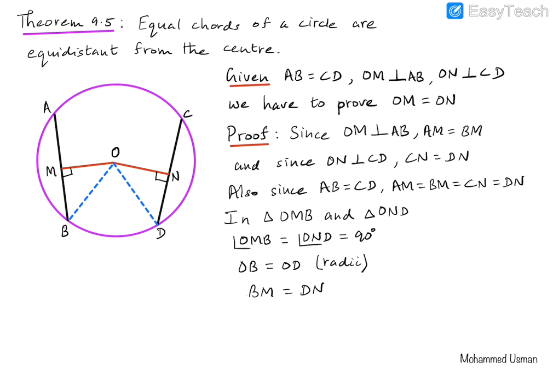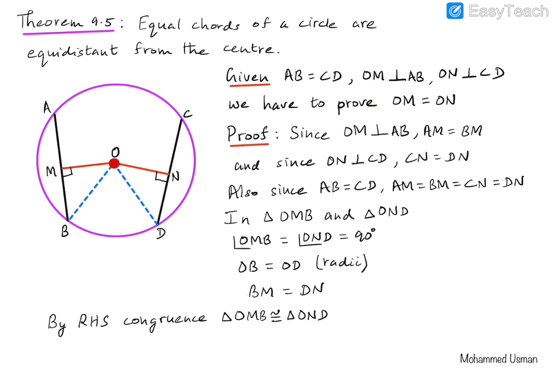So by RHS congruence we can show that the triangle OMB and the triangle OND are congruent to each other. And since these two triangles are congruent to each other, we can go on to show that OM is equal to ON by corresponding parts of the congruent triangles. So by CPCT we can show that OM is equal to ON, which is what we had to prove.